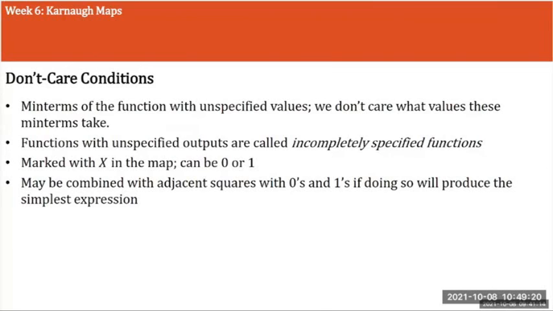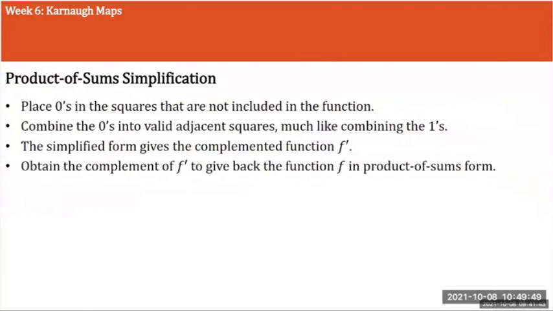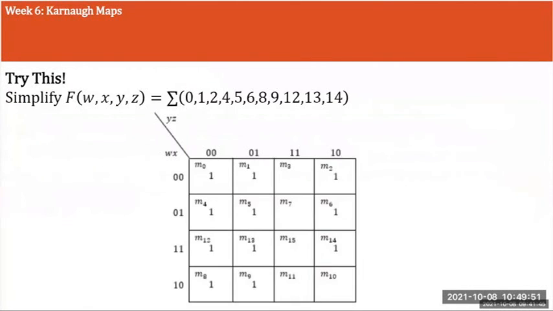So, don't care conditions natin, mean terms of the function with unspecified values. We don't care what values these min terms take. Functions with unspecified outputs are called incompletely specified functions. Marked with X in the map, so it can be 0 or 1, may be combined with adjacent squares with zeros and ones if doing so will produce simplest expression. Okay? So, yun yung don't care conditions and product of sum simplification.